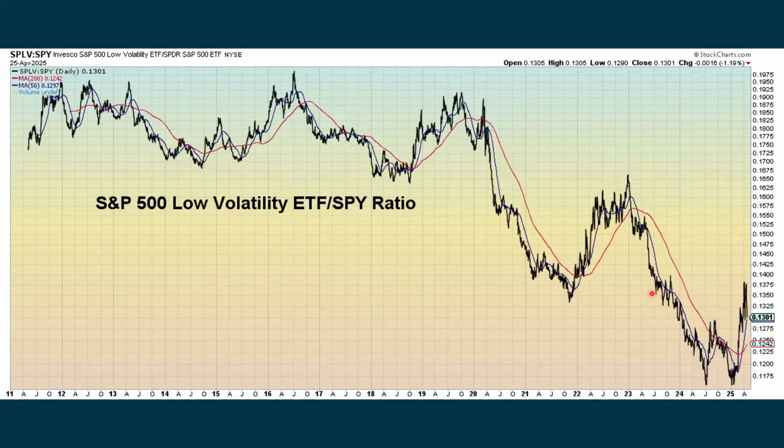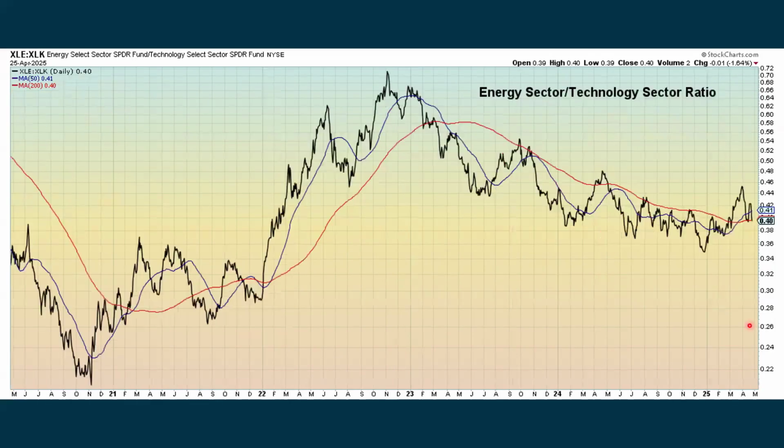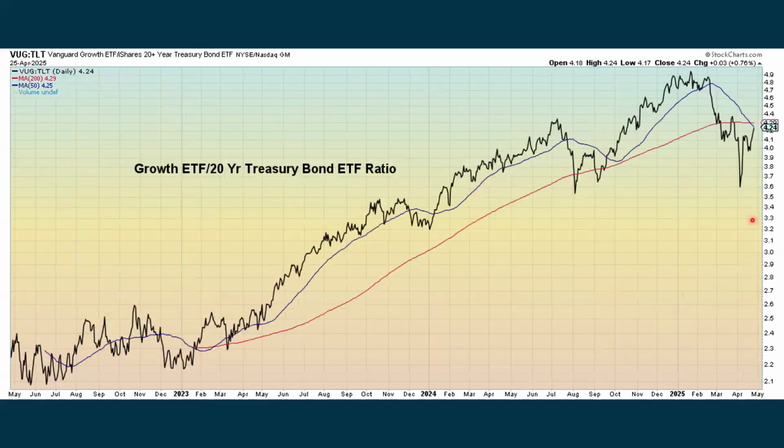And when we look at it on a ratio basis, for most of 2023 and 2024, the low volatility stocks were really underperforming. Well, now they're starting to outperform, even though they've been pulling back over the last few trading days. Energy to tech. This is seeing a change here where energy on a trend basis is starting to outperform tech, but now energy has been falling back. So we'll have to see how this ratio ends up playing out.